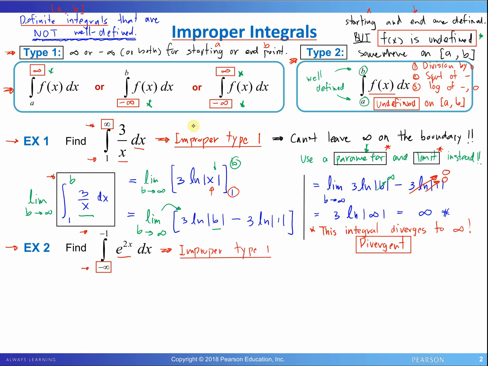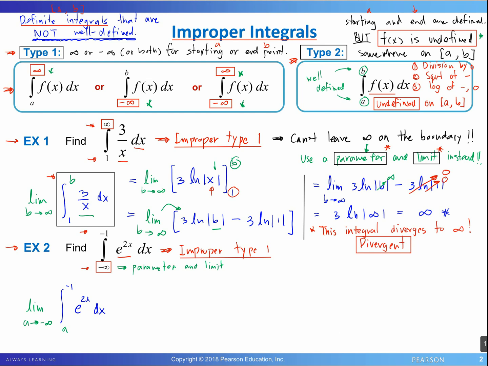And once again, we are going to use a parameter and a limit to replace this negative infinity. Let's work on that down here. We have an integral of the same function, e to the power of 2x with respect to x, from the starting point minus infinity. But now we use a parameter instead. Let's use a for that, to the end point, which is minus 1. And now we have this limit to tell a to approach negative infinity.